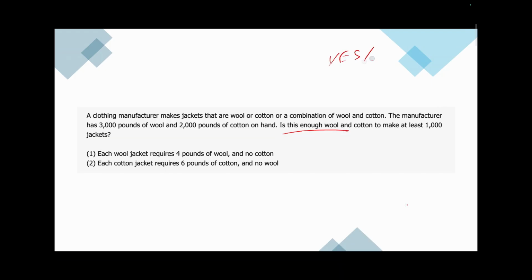That's the first thing that's come to my mind. It's a yes-no question, which means I don't need to solve a lot. I need to look for consistency. As long as I'm getting a consistent yes or a consistent no, that's good enough for me. What do the two statements say? Each wool jacket requires 4 pounds of wool and no cotton, and each cotton jacket requires 6 pounds of cotton and no wool. This is what I call independent statements because the two statements talk about different things altogether, in which case, most likely, again, most likely being the operative word, the answer will be either C or E.